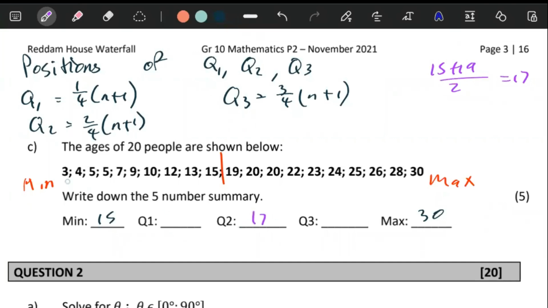For Q1, you have to say 1, 2, 3, 4, 5 numbers, and then 1, 2, 3, 4, 5 numbers. So it's these two together. 7 plus 9 divided by 2, that's 8. And then here also 1, 2, 3, 4, 5, right? And then 1, 2, 3, 4, 5. So you have to put these together. That's like 23 and a half.